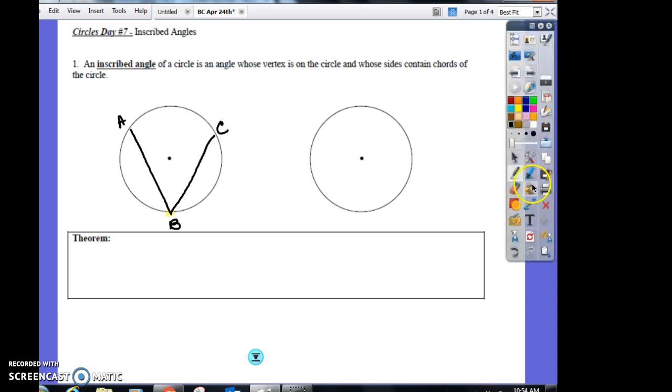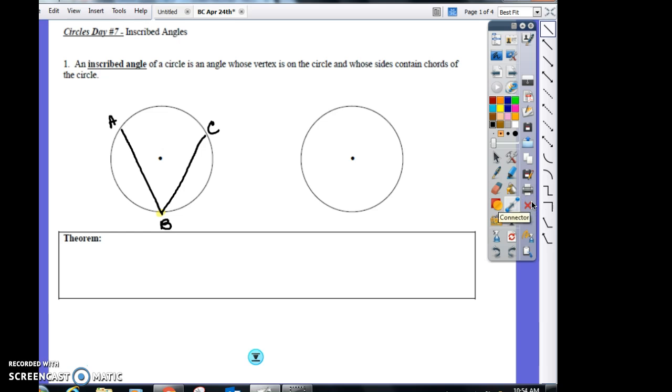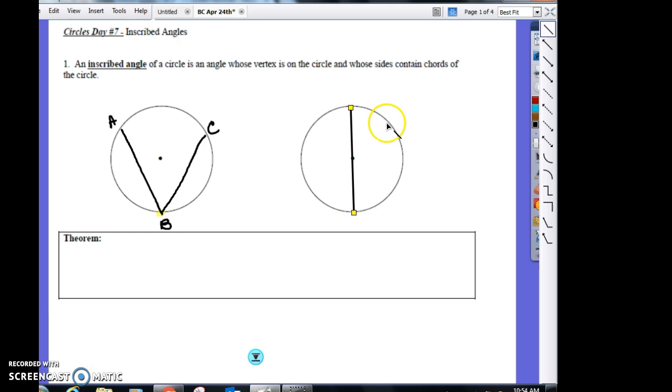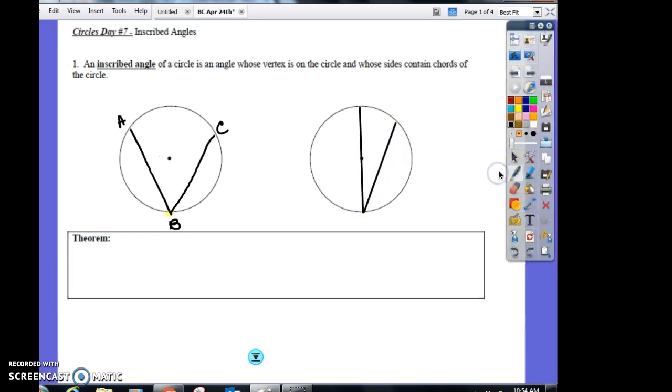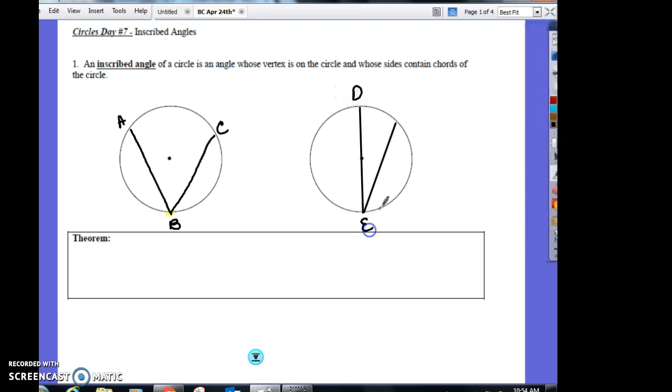Another way we can do it, as you remember, the longest chord in a circle is called the diameter. So an inscribed angle could also be formed using the diameter, not just two chords in the circle. I'll call this one DEF. Again, the difference between a central angle, where the vertex is on the center, versus an inscribed angle: now the vertex is somewhere on the circle, and the two sides are formed by the two chords.